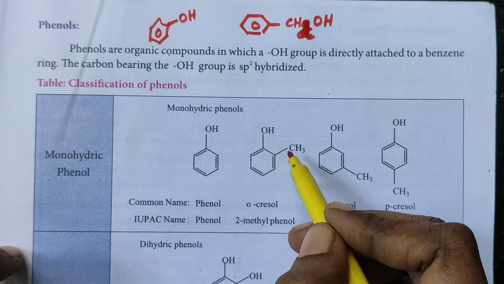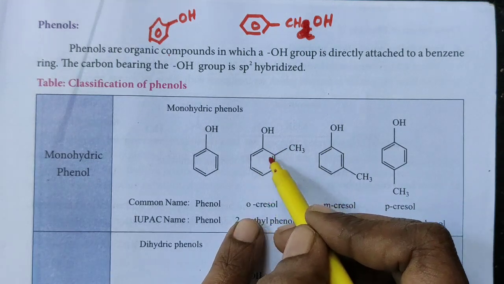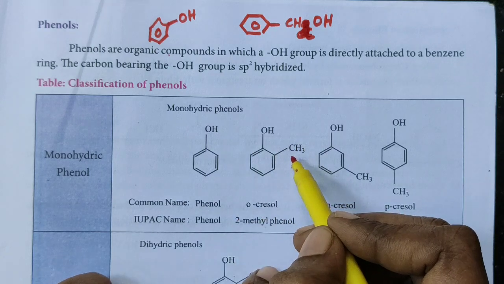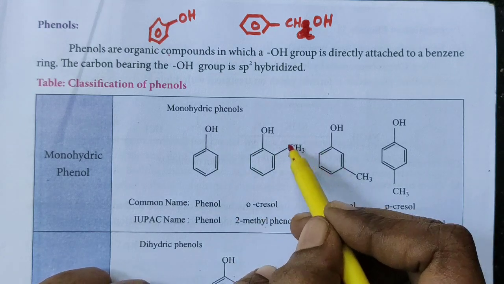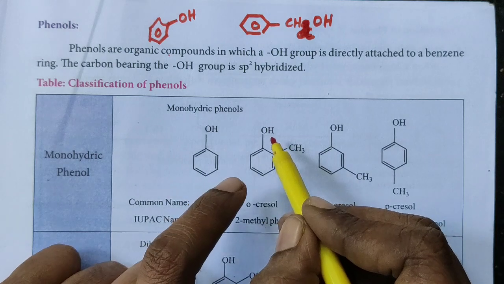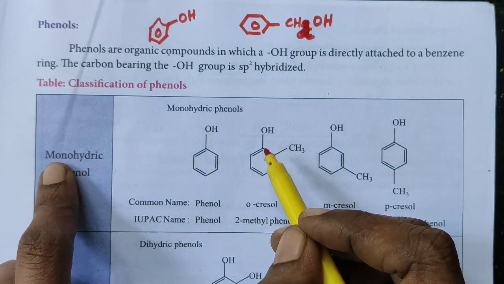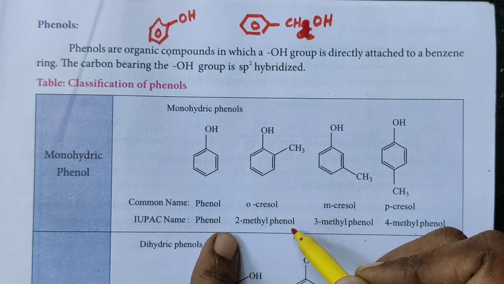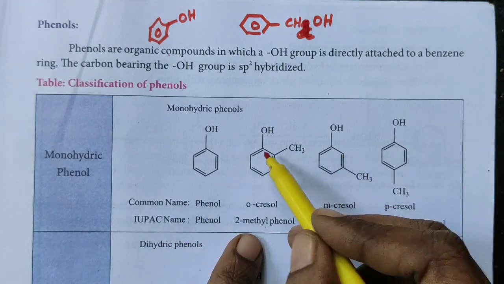Next one is a benzene ring attached to OH and CH3. Here CH3 is the substituent. Here only one OH group is there, that is mono. Mono means single, monohydric phenol. Example: 2-methylphenol.